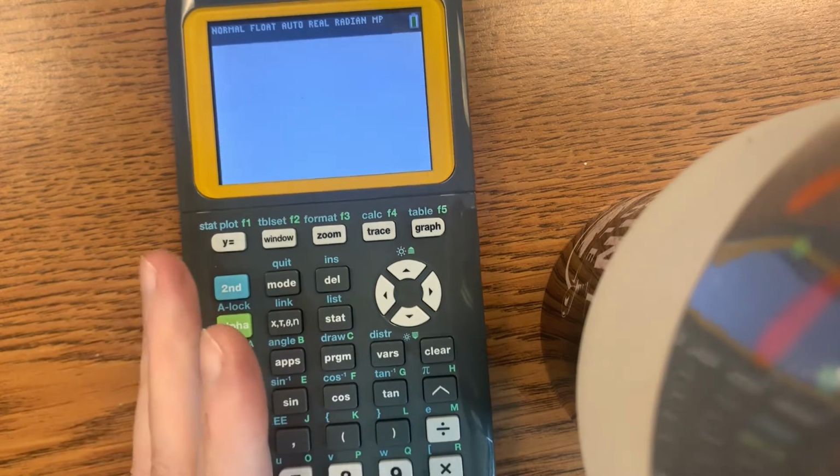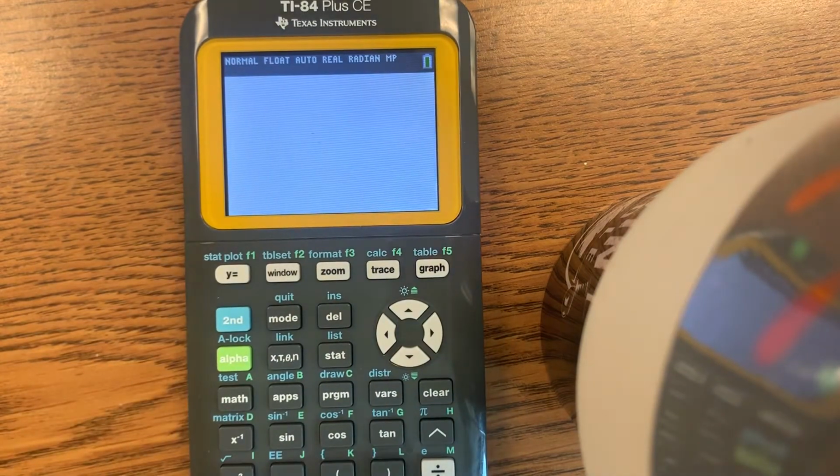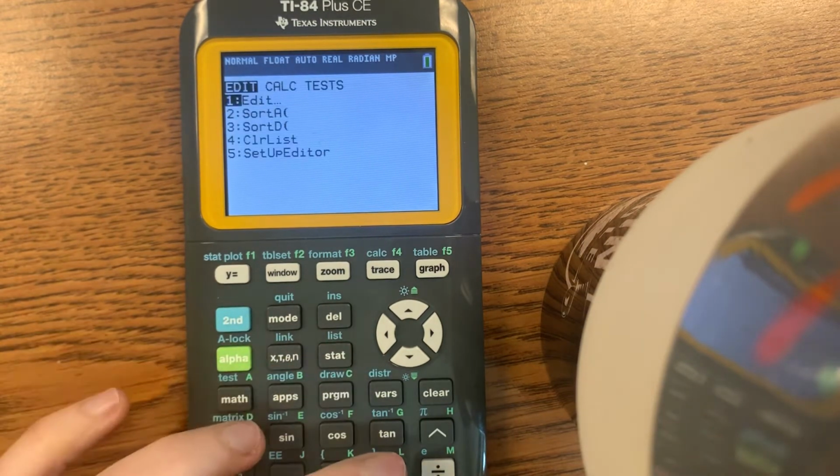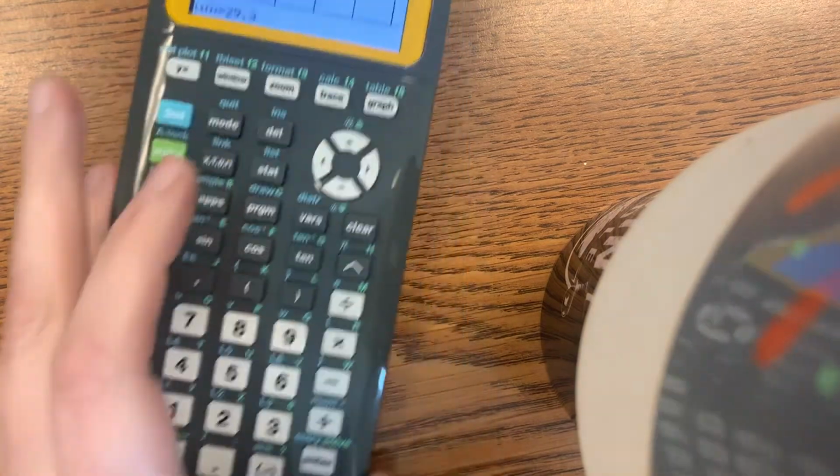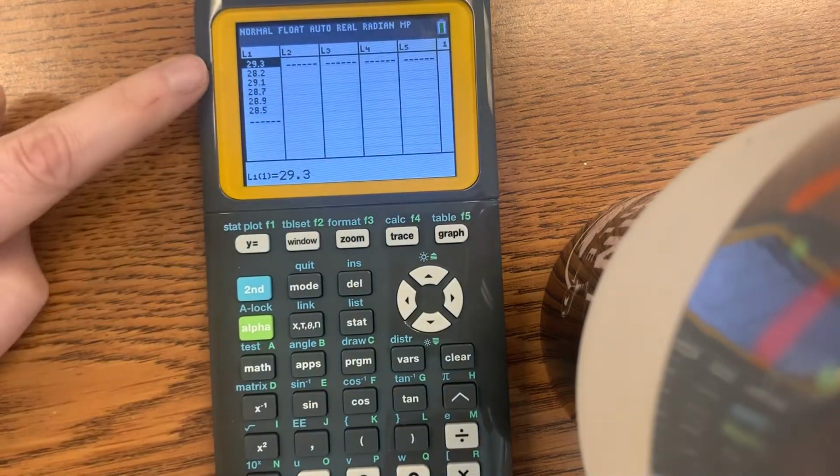Hello. I'm going to show you guys how to use your calculators for the one sample t-interval stuff that we did in this lesson. So firstly, if I have a list of data that I want to find the mean and standard deviation of that sample data for, I'm going to go to Stat and then Enter for edit. And you're going to type that data into L1.